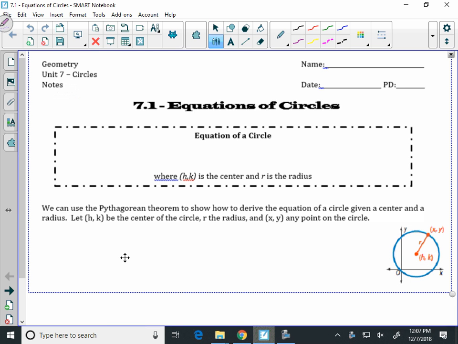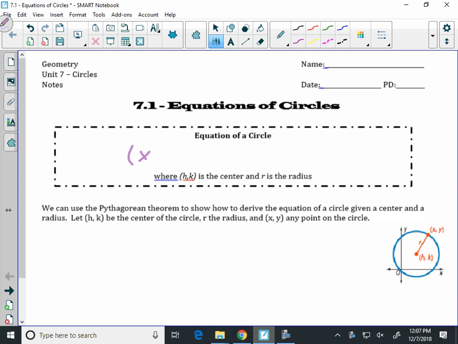The equation of a circle is written as (x - h)² + (y - k)² = r², where (h, k) is the center, so h is the x value of the center, k is the y value of the center, and r is the radius. Right? Unfortunately, they do not give you this formula. You have to memorize it, but it's similar to point slope, or the concept is similar to point slope. Okay.